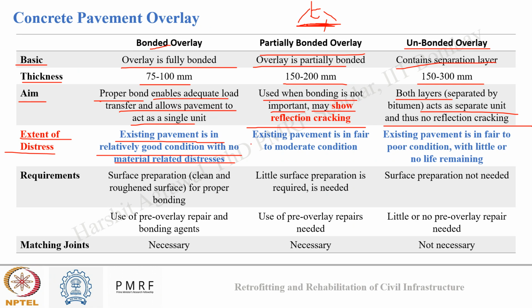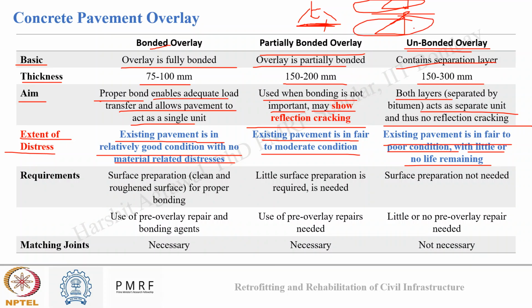While in partially bonded overlay, the existing pavement is in fair to moderate condition, and in unbonded overlay, the existing pavement is in fair to poor condition with little or no remaining life. That's why we have an unbonded overlay, because I don't want support from the lower layer as it won't take load. So that's why I'm separating the two layers. This is my top layer, it will take its own load, and this is my bottom layer which will take its own load. Since this bottom layer won't be able to take much load, we need a very strong overlay layer. That's why here the thickness is also much higher compared to the bonded overlay.